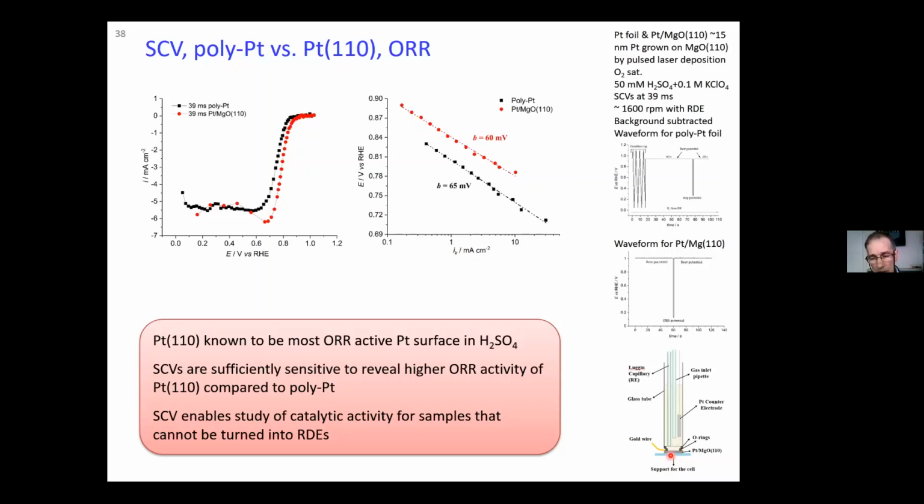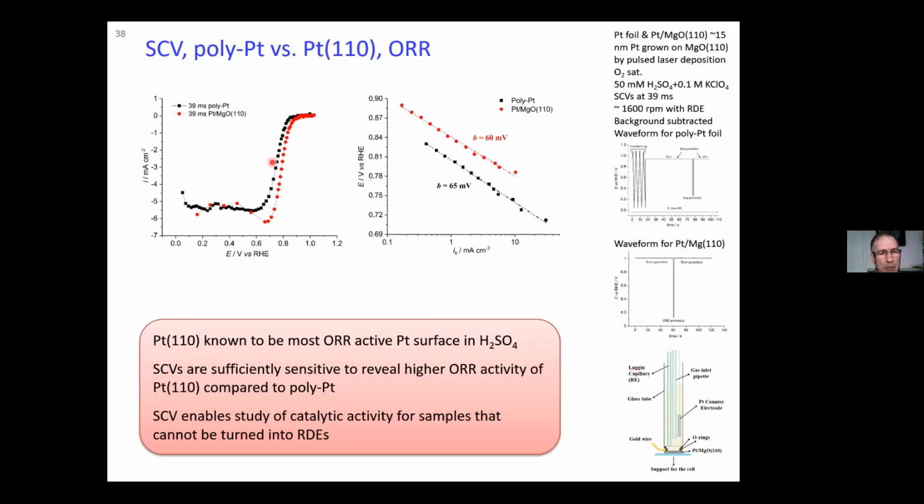The MgO is insulating, so this experiment is only possible by accessing the surface of the electrode from above. And this is clearly an example of a material that can't really be turned into a rotating disk electrode. So this is to illustrate the use of sample current voltammetry as an alternative to the rotating disk electrode. The experiments up here were sampled at 39 milliseconds, which corresponds, if you wanted to do these experiments with a rotating disk electrode, to a rotation of 1600 RPM.